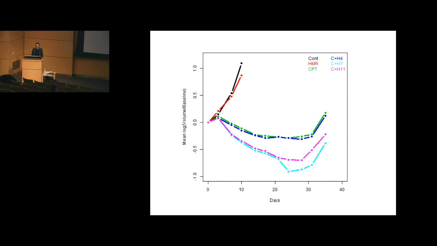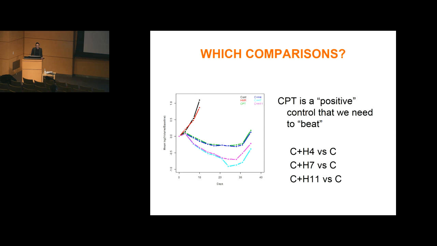So these are the days in the x-axis and the tumor volume on the y-axis. You see the two controls here, and of course the 4 experimental groups. So CPT, since it's a positive control that we want to beat, we outlined from the beginning that we're going to make these comparisons. The combination treatments, when they're given 4, 7, 11 hours apart, versus the control treatment, which here is the black line. No, here, sorry, here is the green line.